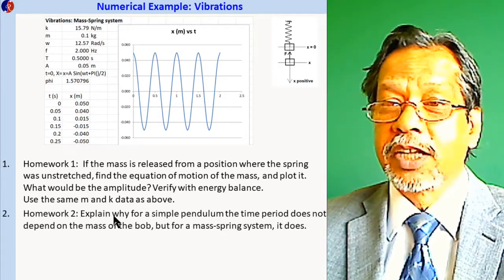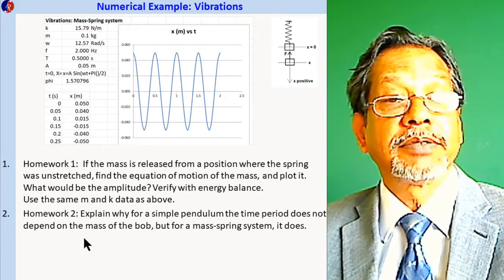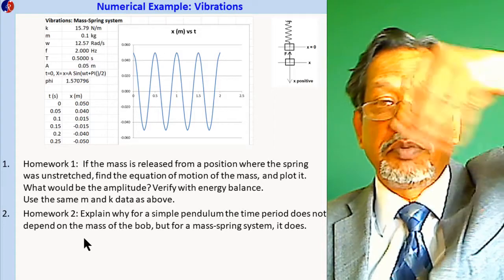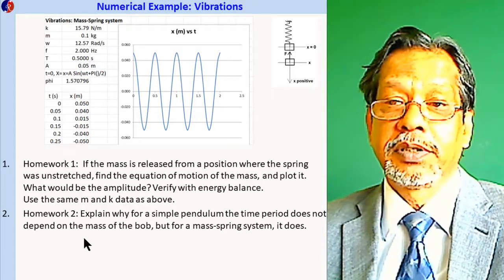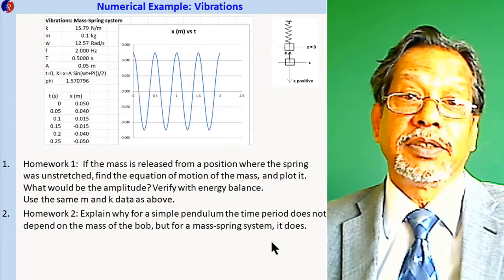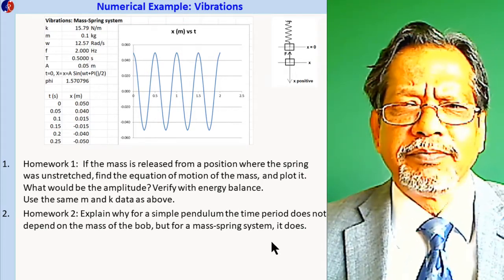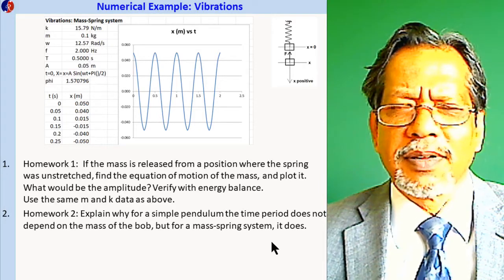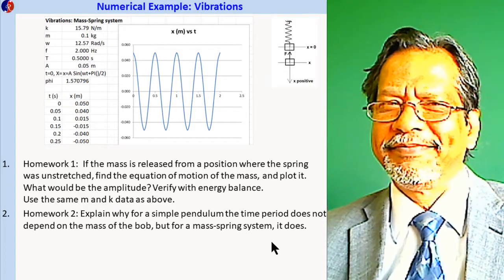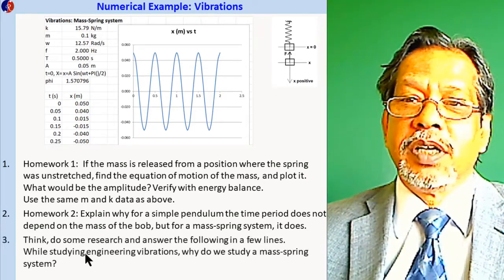Homework 2. Explain why for a simple pendulum the time period does not depend on the mass. Okay, simple pendulum, they have studied in physics, mass of the bob. But for a mass spring system, it does. They should find out. They should think about it. Do you know why? Okay, think about it. Think.